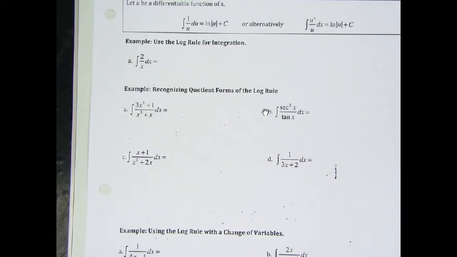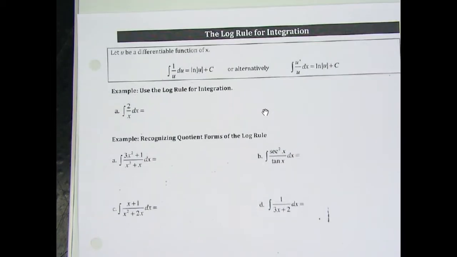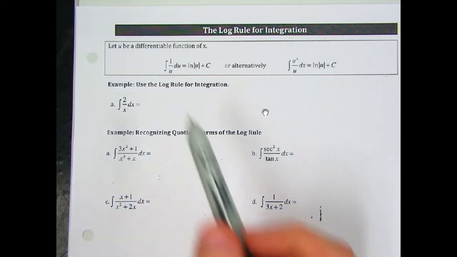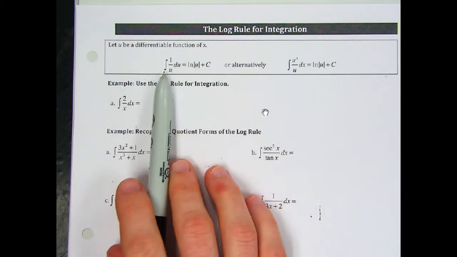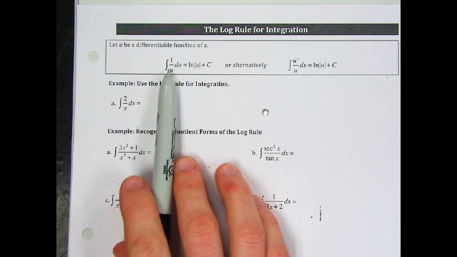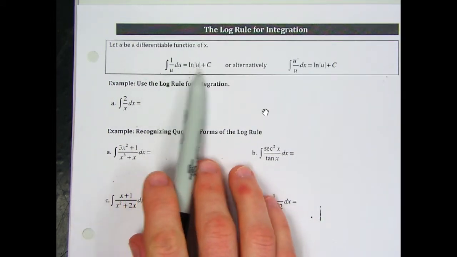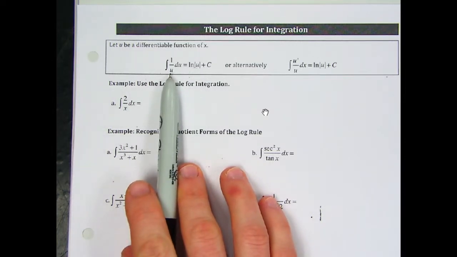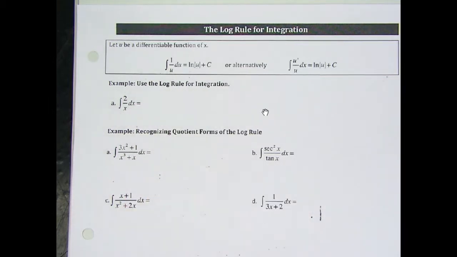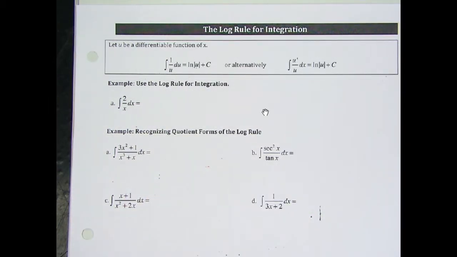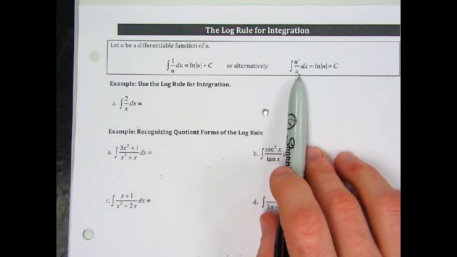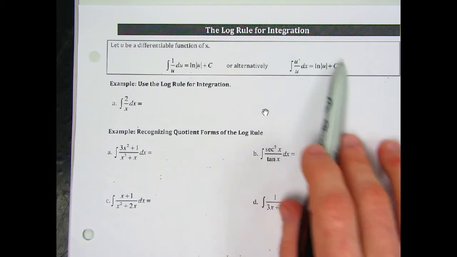Now we're going to do the calculus portion of today. We're going to define this now. The integral of 1 over u du is the natural log of the absolute value of u. So notice u has to be positive, otherwise it's not going to be working, right? You've already done that. Now the other way to write this is just u prime over u. And this is the log rule for integration.